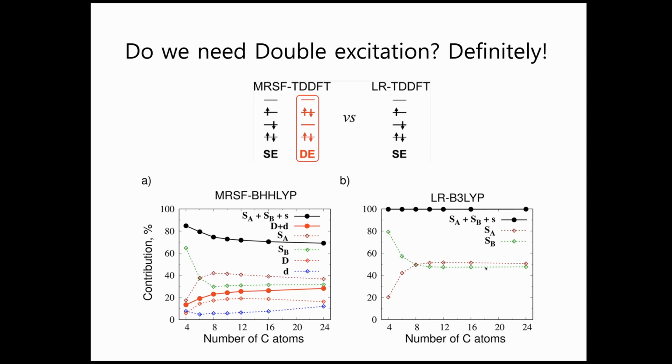The energy might be okay, but the chemistry and physics behind this is completely not right, because we have to have a double character, but it's not there. So we absolutely need to have double excitations, and our theory has doubles.